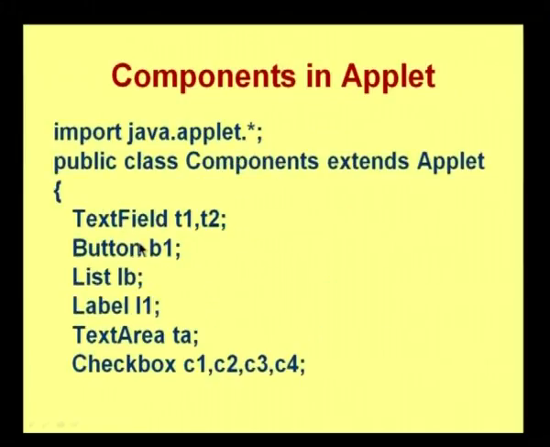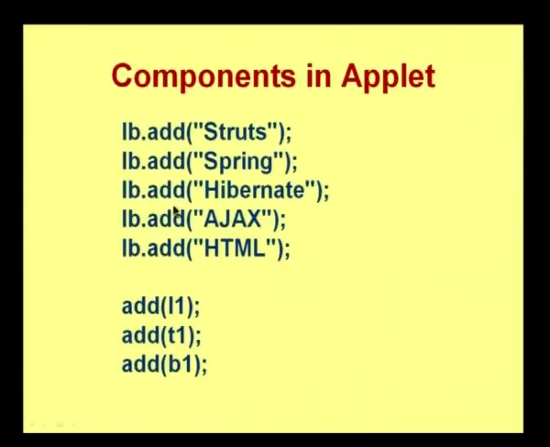After your checkbox, we have seen that we have labels, we have a list, and here we are trying to add the elements in the list. Now all the elements in the list are added, and then I am trying to add the list. Then I am trying to add the text box button. You know that the default layout of an applet is flow layout, and the components will be placed in the order in which they are added onto the applet.